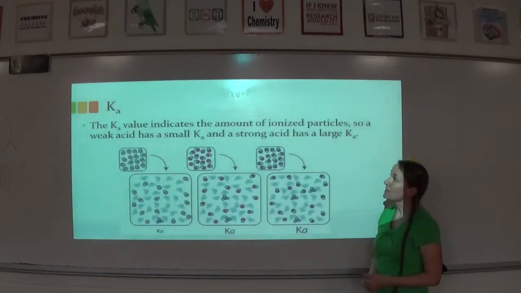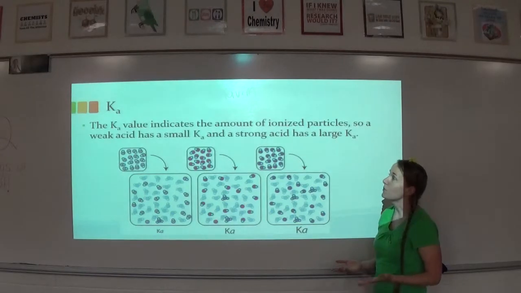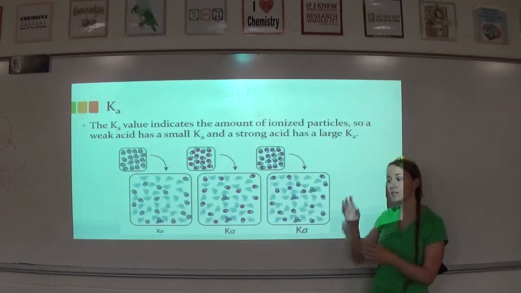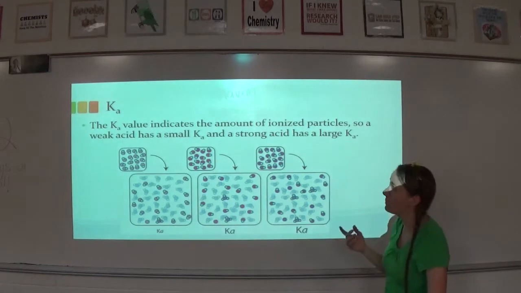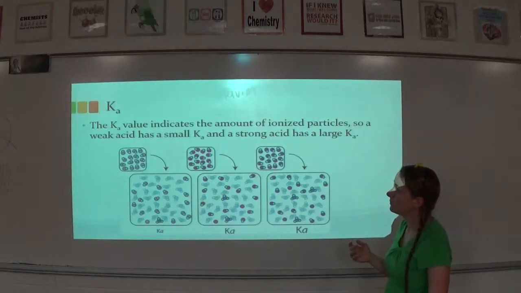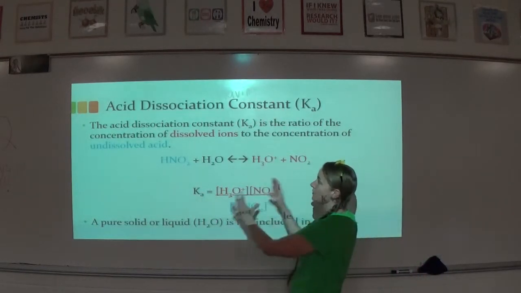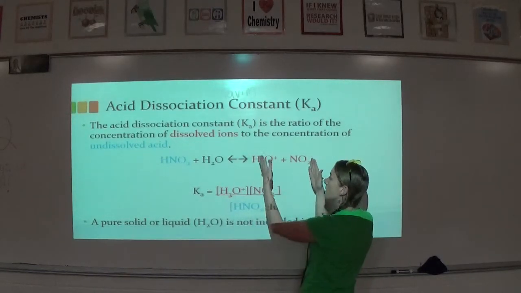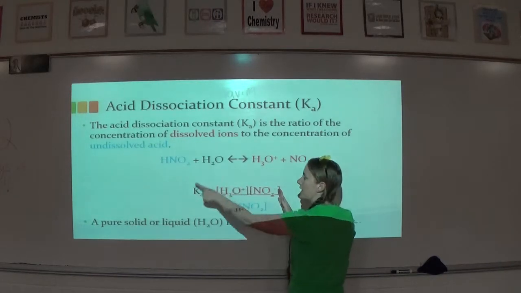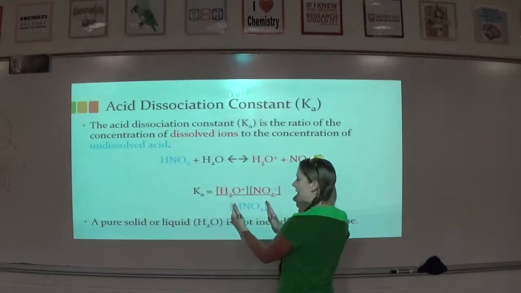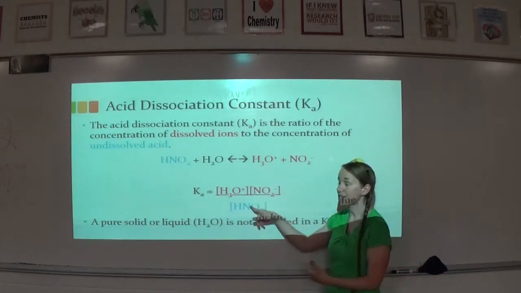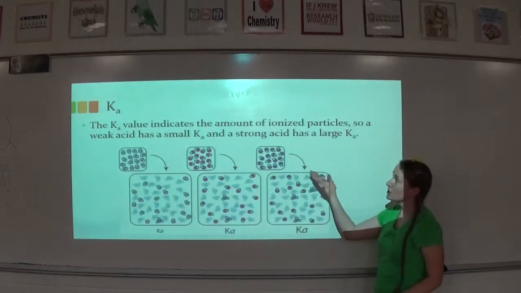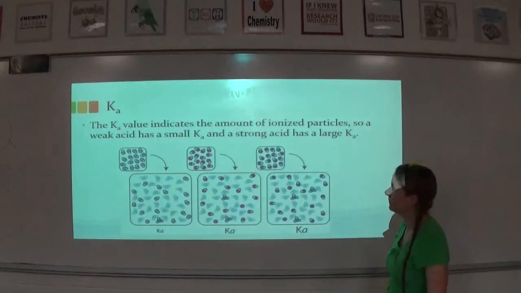So the Ka value indicates the amount of ionized particles, so a weak acid has a small Ka and a strong acid has a large Ka. Remember, the K value is products over reactants. The more that break apart, the stronger the acid. So if this part is bigger, you're going to have a large K. If your original acid that did not break up is bigger, because it's in the denominator, you're going to have a small K, so that represents a weak acid. Alright, so the larger the Ka, the stronger the acid is.